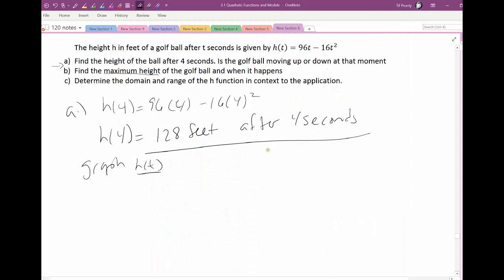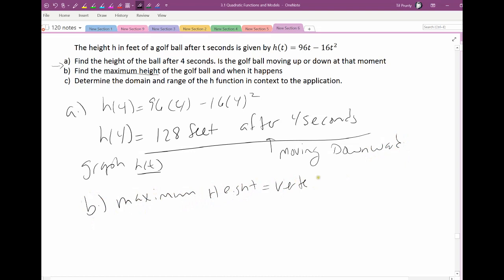And so after 4 seconds, it's moving downward. Alright, so there's the first question. Now the maximum. Find the maximum height and when it occurs.